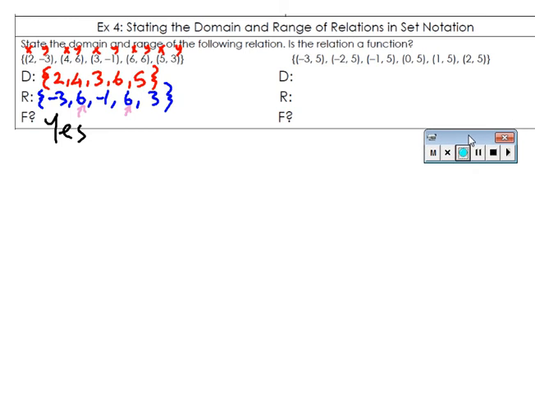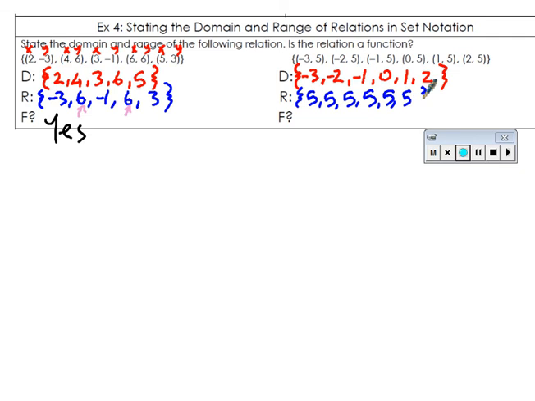Let's look at our next one. I have x and y values throughout. I will start with my domain. Squiggle bracket, list all the x values, -3, -2, -1, 0, 1, and 2. And let's list all the y values, open squiggle bracket, 5, 5, 5, 5, 5, 6 of them. One more.